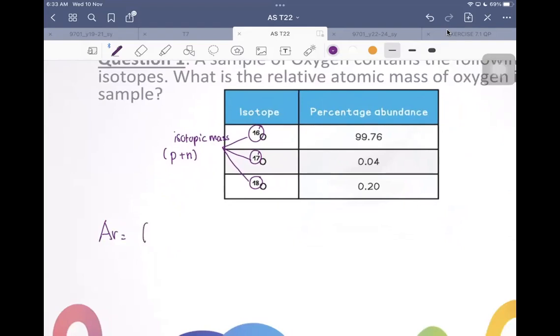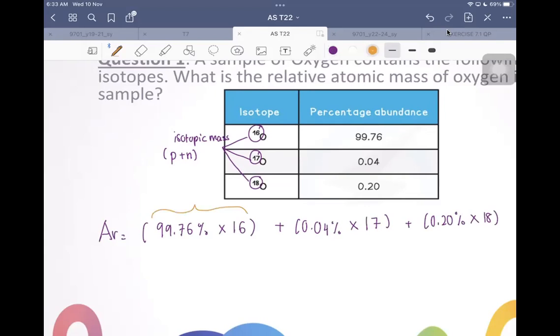So first, we take 99.76% times isotopic mass 16, plus 0.04% times isotopic mass 17, plus 0.20% times isotopic mass 18. So that means we take into account the oxygen 16 isotope, and then we also take into account the oxygen 17 isotope, and lastly we take into account the oxygen 18 isotope, and the total of the percentage abundance should be 100%.